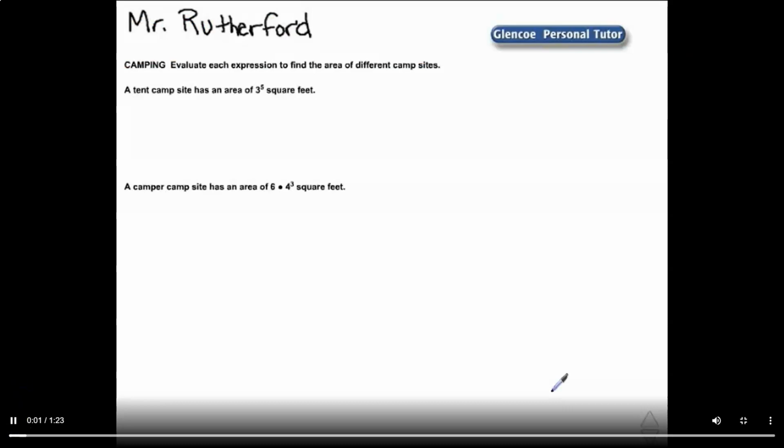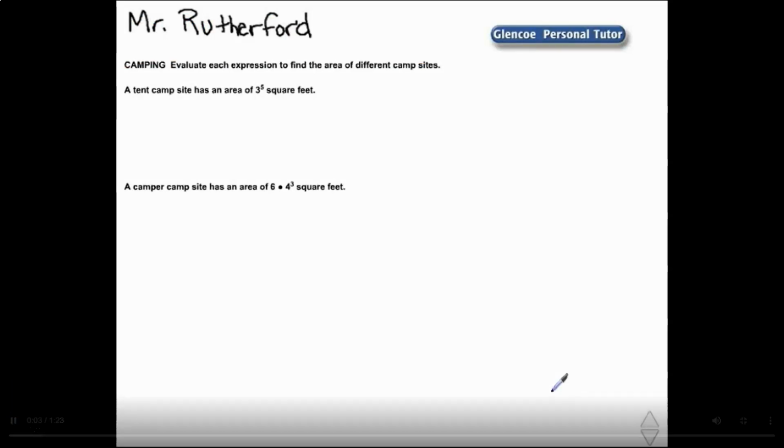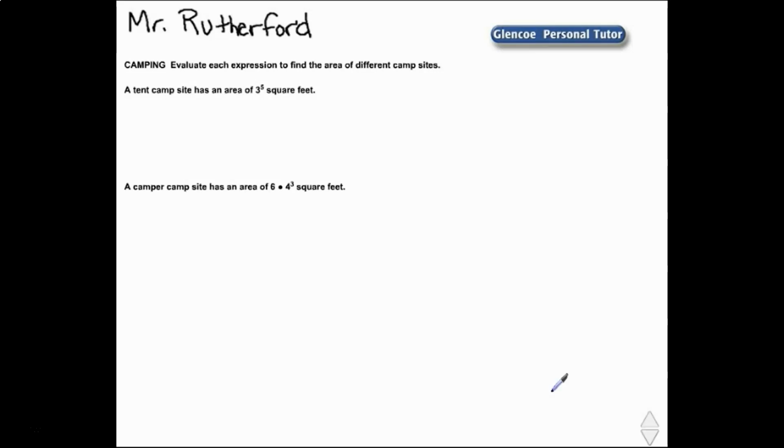Hi, this is Mr. Rutherford. In this problem, we will learn to evaluate a numeric expression. Camping. Evaluate each expression to find the area of different campsites. A tent campsite has an area of 3 to the 5th power square feet. We can rewrite 3 to the 5th power as a product of 5 3's. And if we find the product of 5 3's, it is equal to 243. So we can say that this campsite has an area of 243 square feet.